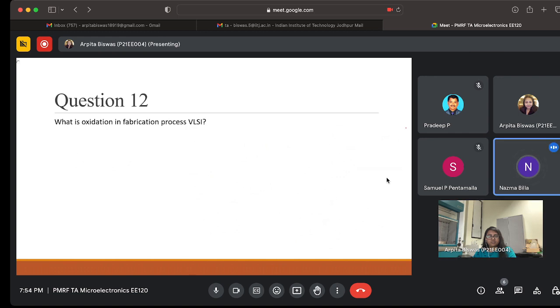Two types of... Pradeep, what is the oxidation process? Yes, madam. It's the formation of SiO2.